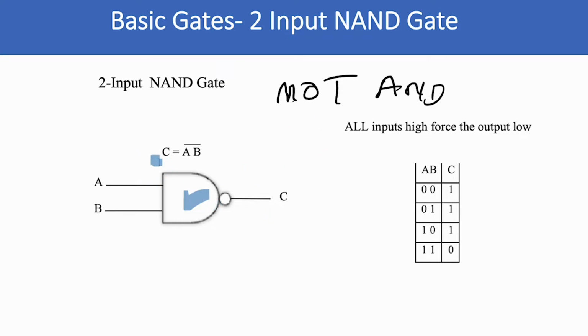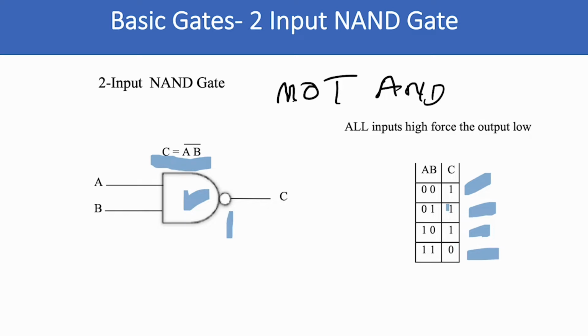So let's look at the Boolean expression. The Boolean expression is the output C is equal to A times B, or A and B, inverted. The whole output inverted, and that's what this bubble means right here. Let's look at the truth table. Whenever A and B are both a 0, the output is 1. Whenever A is 0 and B is 1, the output is a 1. Whenever A is 1 and B is 0, the output is a 1. And the only time the output's a 0 is when both A and B are 1, and then the output is a 0.